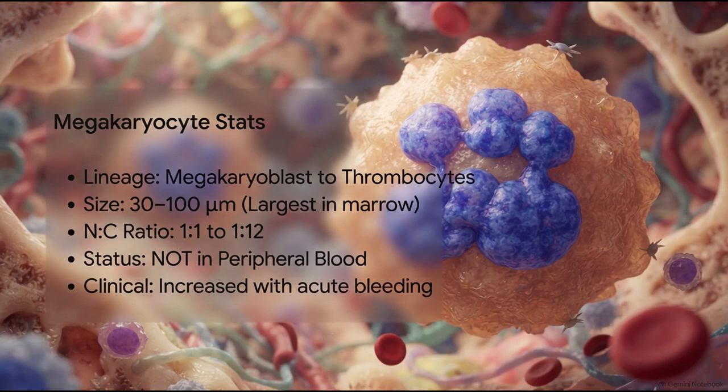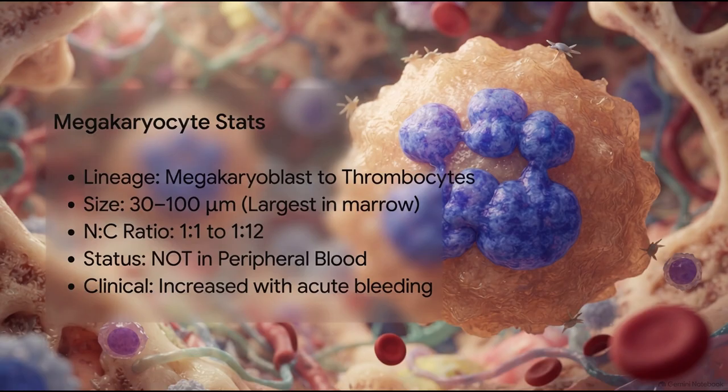Finally, let's examine megakaryocytopoiesis. This lineage progresses from megakaryoblast to promegakaryocyte to the mature megakaryocyte and finally into thrombocytes. The megakaryocyte is a total behemoth, measuring 30 to 100 micrometers. It is easily the largest hematopoietic cell in the marrow. It features a staggering N-to-C ratio ranging from 1 to 1 all the way up to 1 to 12.